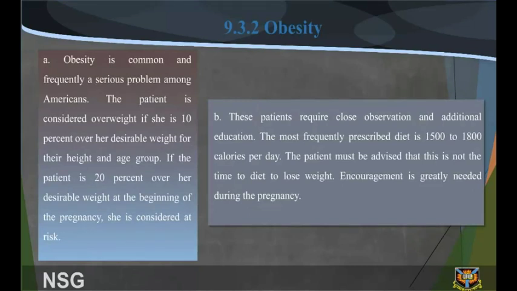Obesity. Obesity is common and frequently a serious problem among Americans. The patient is considered overweight if she is 10% above her desirable weight for her height and age group. If the patient is 20% over her desirable weight at the beginning of the pregnancy, she is considered at risk. These patients require close observation and additional education. The most frequently prescribed diet is 15 to 18 calories per day. The patient must be advised that this is not the time to diet to lose weight. Encouragement is greatly needed during the pregnancy.